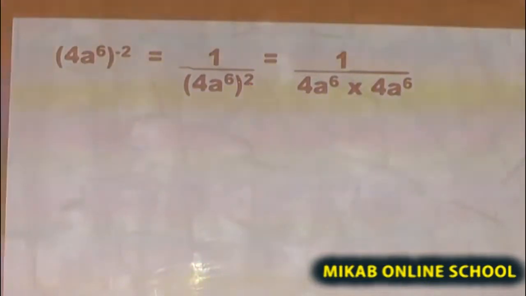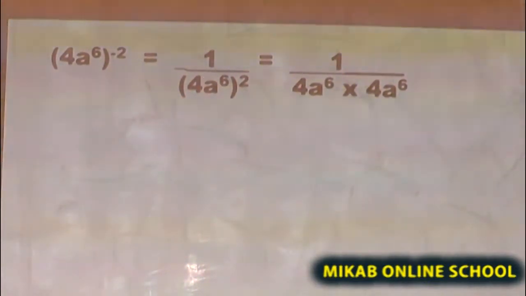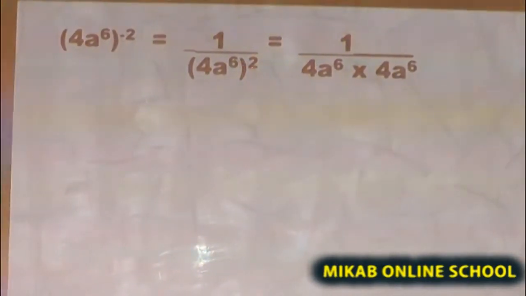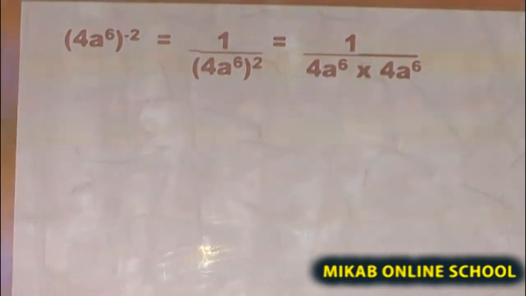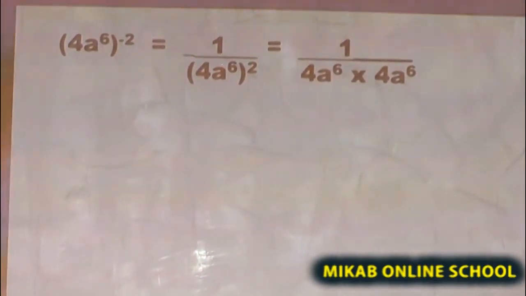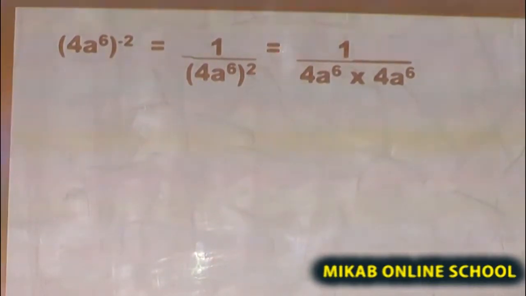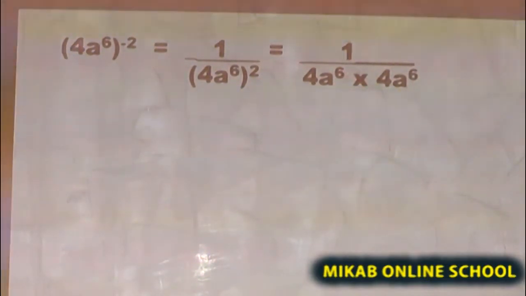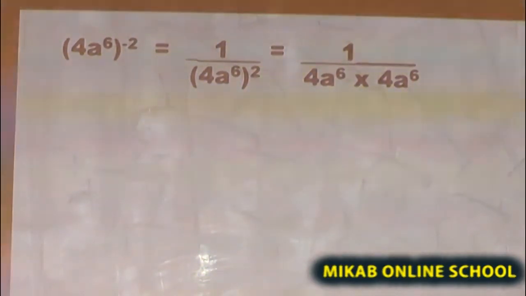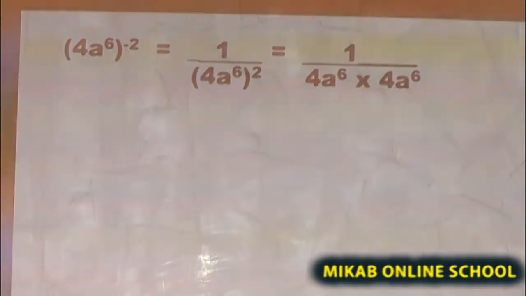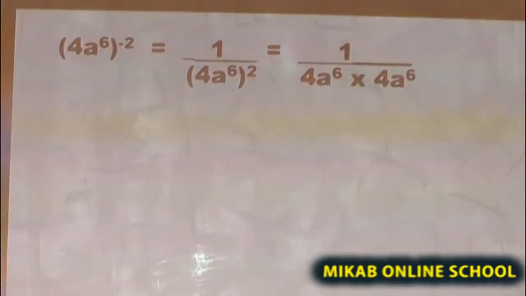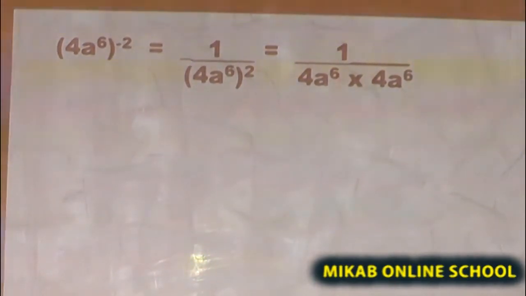And we are going to express this 4a raised to the power of 6 in 2 places, because the power here is 2. So this expression of 1 all over open bracket 4a raised to the power of 6, all raised to the power of 2, will now be 1 all over 4a raised to the power of 6 times 4a raised to the power of 6. I told you earlier that you must separate the number from the alphabet. So we are going to separate this 4 from this a raised to the power of 6.